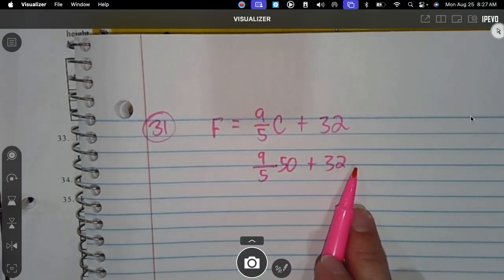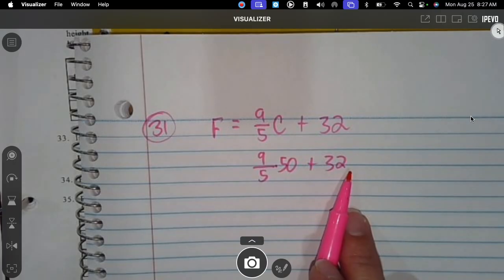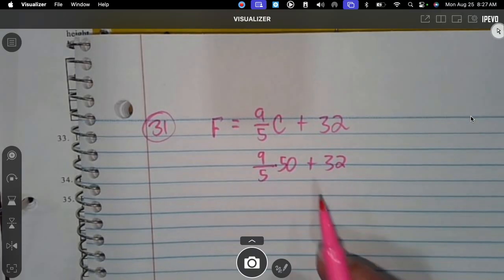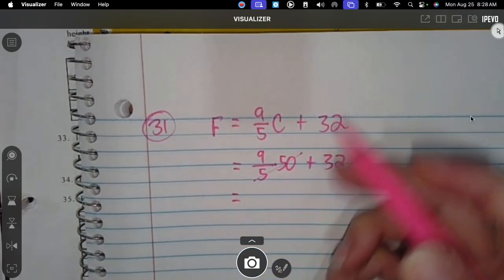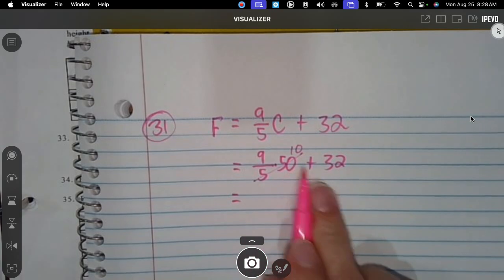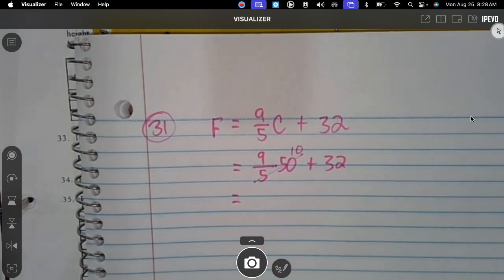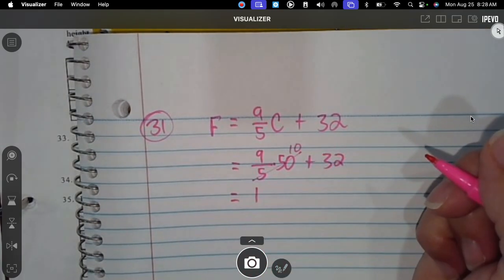Again, you can do that in your calculator. You can do that mental math if you want. I encourage that first, and then I would want you to check on your calculator. If you did mental math, that would go to 10. 90 plus 32 is what? What'd y'all get for that? 122?